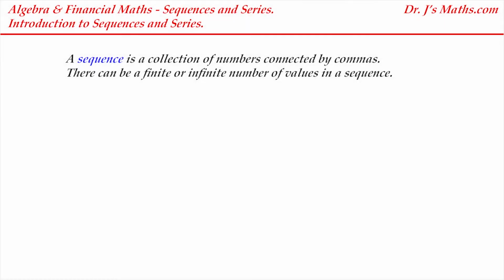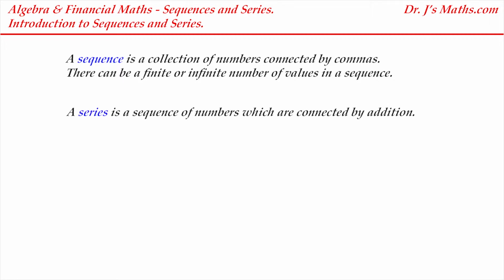So we have two terms to clarify at the outset. First, a sequence is a collection of numbers connected by commas. There can be a finite or infinite number of values in a sequence. A series, in contrast, is a sequence of numbers which are connected by addition.